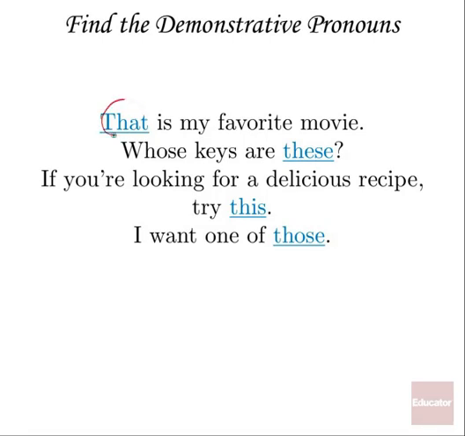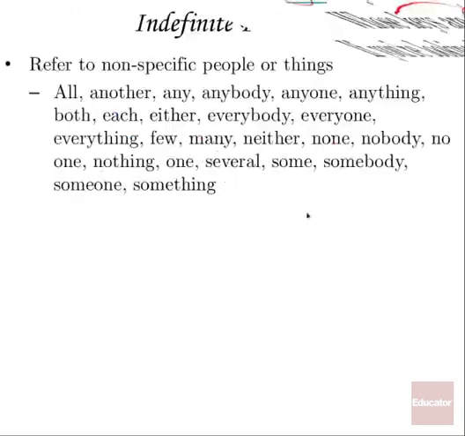That is my favorite movie. Notice that it's acting like a noun. That thing over there is my favorite movie, that movie. Whose keys are these? Okay, we're referring to a specific set of keys, taking the place of the word keys, so that's what pronouns do. If you're looking for a delicious recipe, try this. And I want one of those. So you see, they still take the place of nouns. We'll get to when they act like adjectives in a minute. But they also point to things.